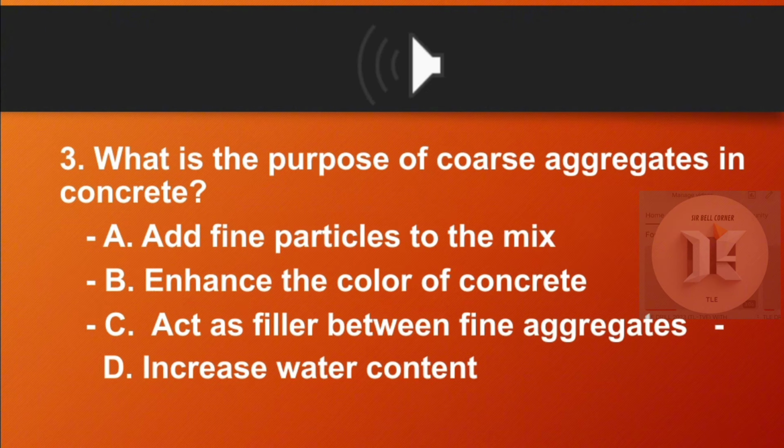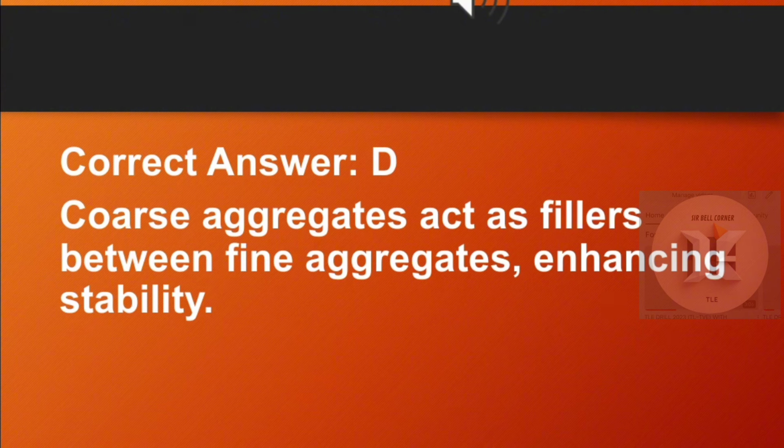3. What is the purpose of coarse aggregates in concrete? A. Add fine particles to the mix. B. Enhance the color of concrete. C. Act as filler between fine aggregates. D. Increase water content. Correct answer, D. Coarse aggregates act as fillers between fine aggregates, enhancing stability.